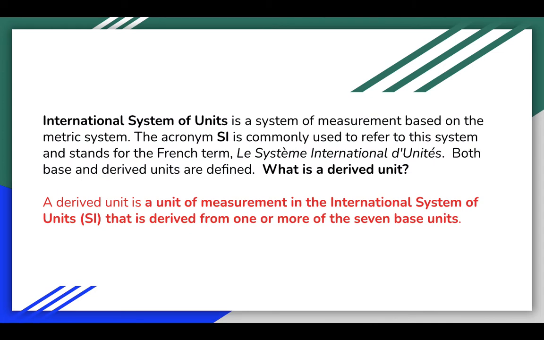So what is the International System of Units? It's a system of measurement based on the metric system. The acronym SI is commonly used to refer to this system and stands for this French term. Both the base and derived units in SI are defined. Now, what do I mean by a derived unit? A derived unit is a unit of measurement in the International System of Units that is derived from one or more of the 7 base units. So it's a relationship, like meters per second, for example.